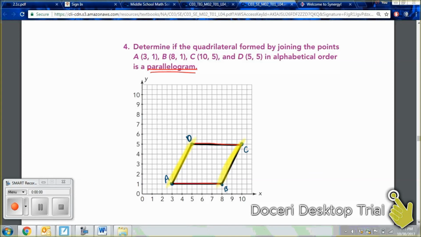So in order to do that, remember what we've already concluded from today is that parallel lines have the same slope. So your job is to figure out what is the slope for line A to D and what is the slope for line C to B, and see if they're the same. If they are the same, that means the lines are parallel. If they're not the same, they're not parallel. Go ahead and work.